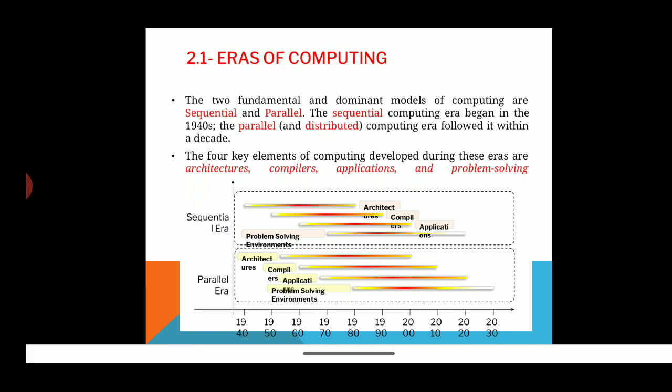The computing era, which began in the 1940s, started with the sequential computing era. Later on, within a decade, parallel computing or distributed computing also followed it. In the beginning of the sequential era, the first thing that came into the picture was architecture. Later came compilers, applications, and problem solving environments. What are those? In depth we will be studying in the further chapters.